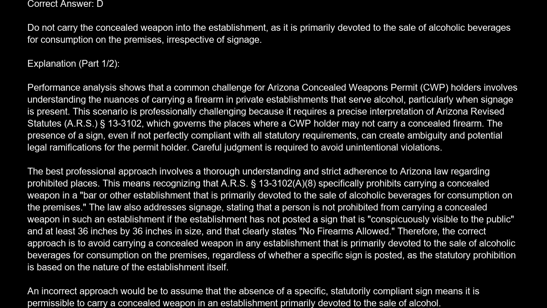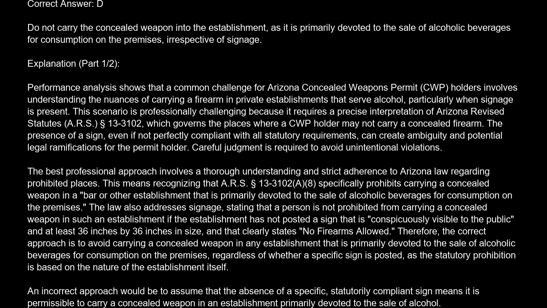The best professional approach involves a thorough understanding and strict adherence to Arizona law regarding prohibited places. This means recognizing that A.R.S. Section 13-3102, A8, specifically prohibits carrying a concealed weapon in a bar or other establishment that is primarily devoted to the sale of alcoholic beverages for consumption on the premises. The law also addresses signage, stating that a person is not prohibited from carrying a concealed weapon in such an establishment if the establishment has not posted a sign that is conspicuously visible to the public and at least 36 inches by 36 inches in size, and that clearly states no firearms allowed.